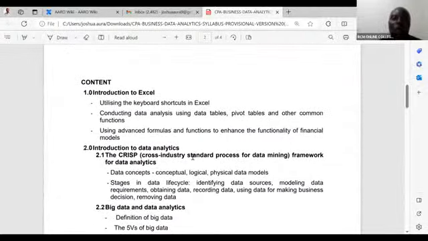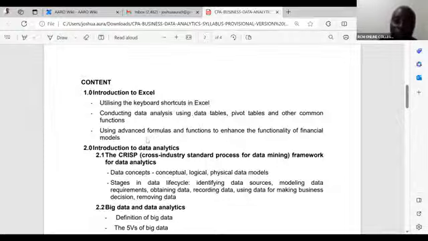So the content, we shall be forced to teach you quite a little bit of Excel. They're calling it introduction to Excel, utilizing the keyboard shortcuts in Excel, like Control-C. We have in this case here Control-H. We have those shortcuts. We shall be able to teach them here. Conducting data analysis using the famous data tables, pivot tables, and other common functions. Using advanced formulas and functions to enhance the functionality of financial models. You can see in this case, the Excel that they want us to teach you is quite little.